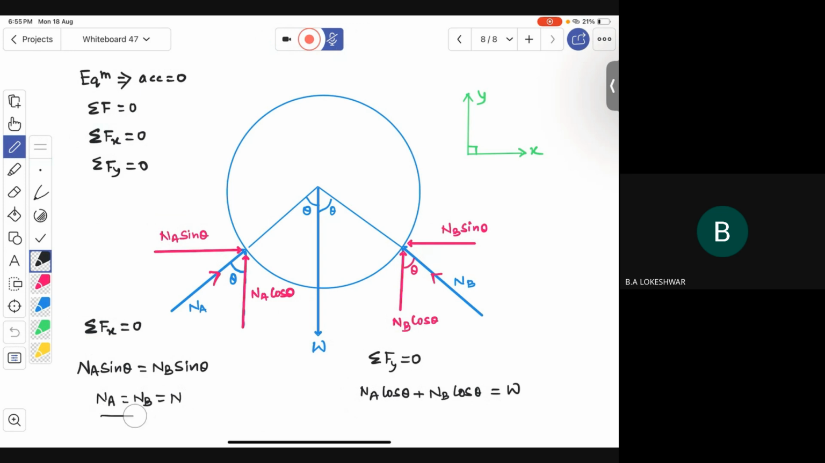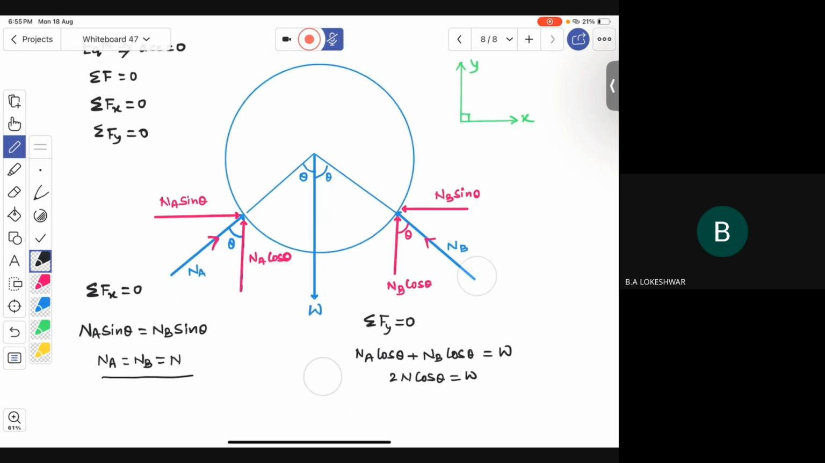And Na and Nb are equal. So I will write them as 2N cos theta, which is equal to W. So what is our N? N is W by 2 cos theta. This is a lot easier, no? And what is W? W is the weight mg.